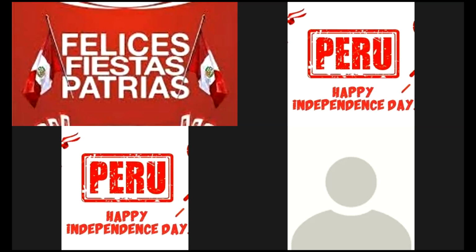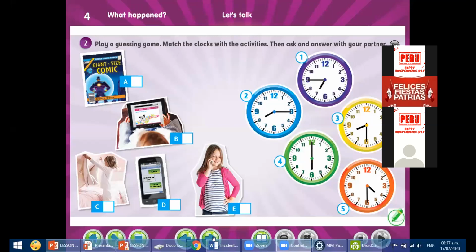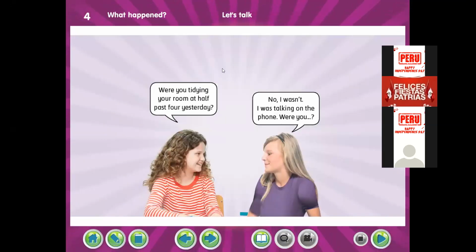Ahora tú pregúntame y yo respondo. Were you tidying your room, reading a comic, texting a friend at 4:30 yesterday? No, I wasn't. I was reading a comic book. Were you?